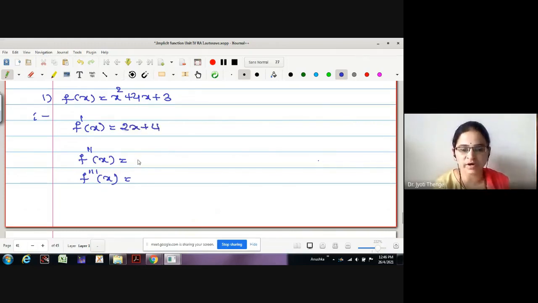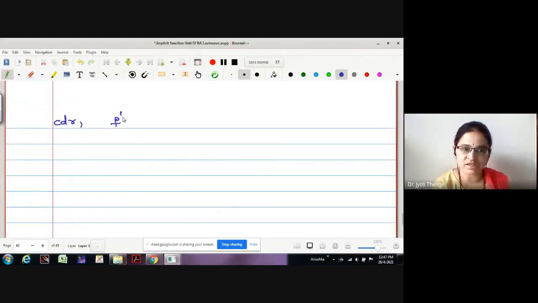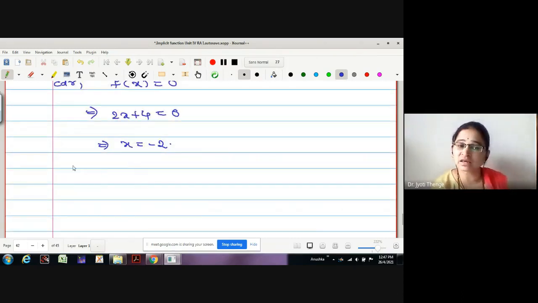Now what's the one more derivative? It's 2. Third derivative is 0. Right? Now what we will do? We have to find the points at which the first derivative is 0. Therefore, f dash of x is equal to 0. What does it give us? 2x plus 4 is equal to 0, which gives me the point minus 2. Therefore, what is my c? Thus, let us take c as the point, say minus 2.